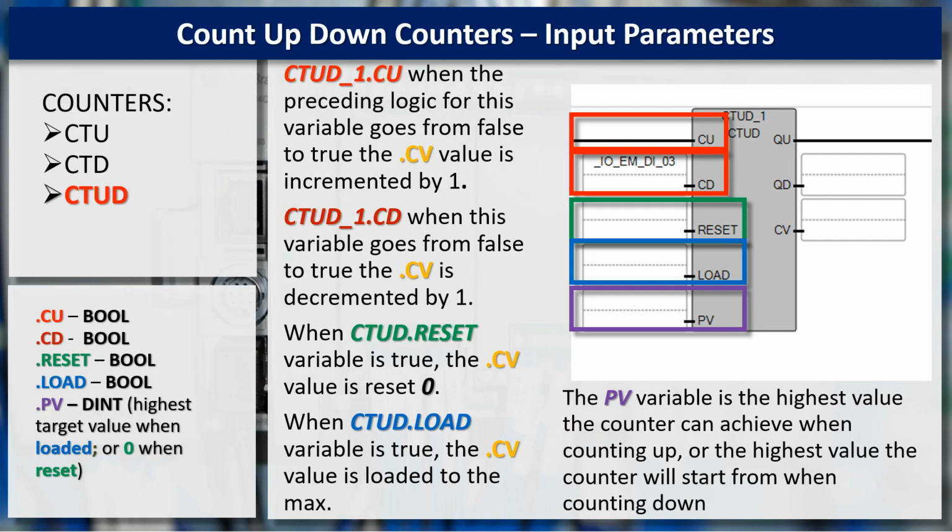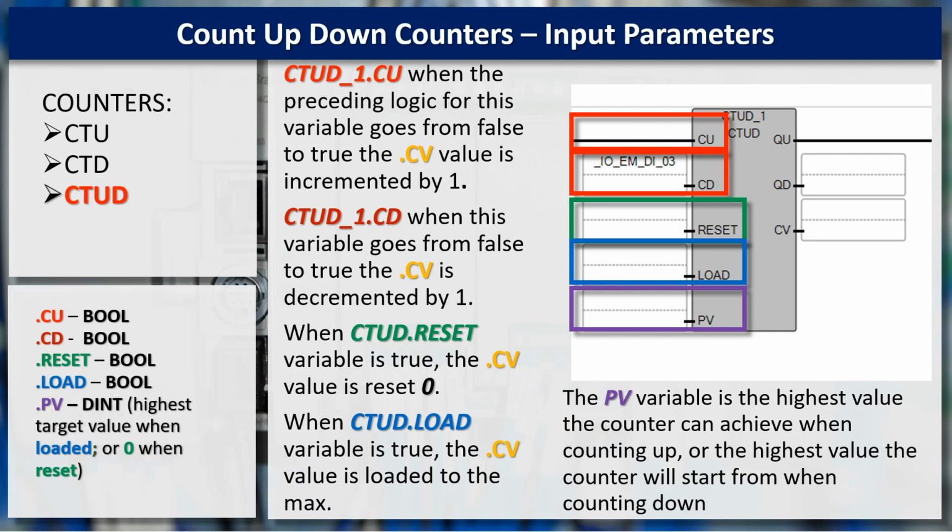This counter has 4 input variables that will trigger the action, and it also has the process variable. So with the .cu in this particular case, when preceding logic for this variable goes from false to true, then the CV value is incremented by 1. With the .cd, when this variable goes from false to true, the CV is decremented by 1. When the ctud.reset variable is true, then the CV is reset to 0.